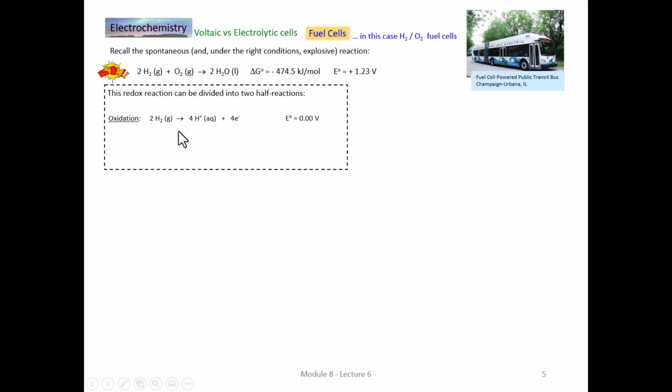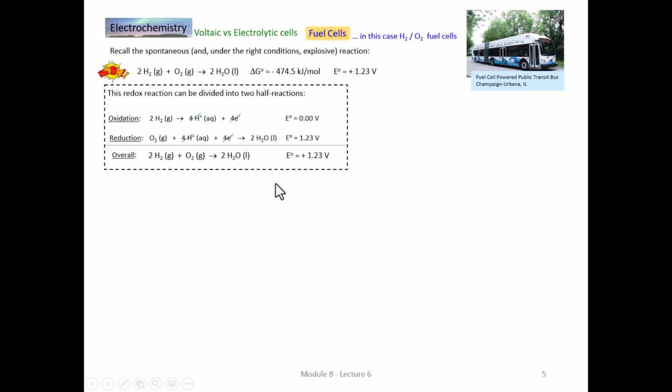If we read these reactions off our table of standard reduction potentials, we'd have hydrogen gas forming hydrogen ions, and we'd have oxygen gas being reduced by electrons with the involvement of hydrogen ions producing water, and the overall reaction is hydrogen plus oxygen producing liquid water with a voltage of plus 1.23 volts. So this is a spontaneous redox reaction we'd like to harness.